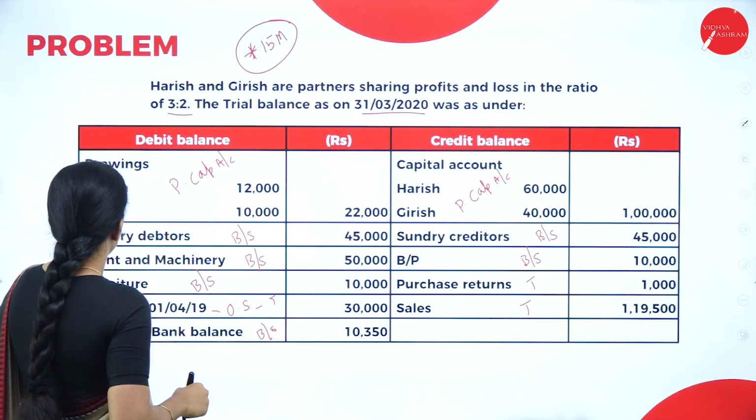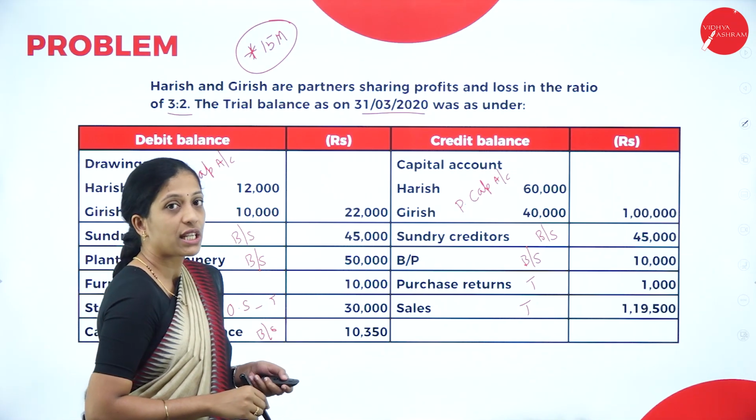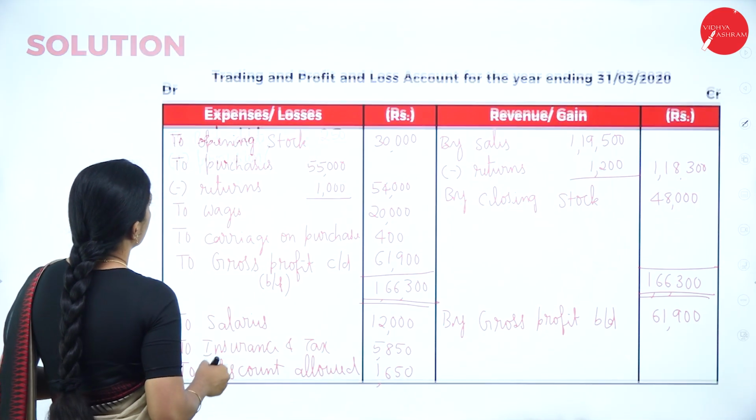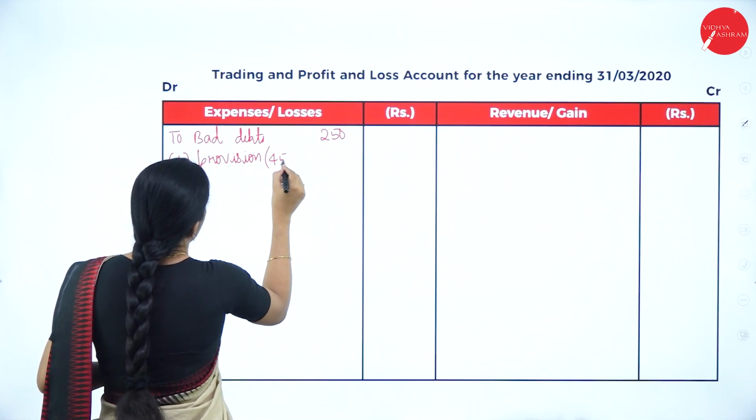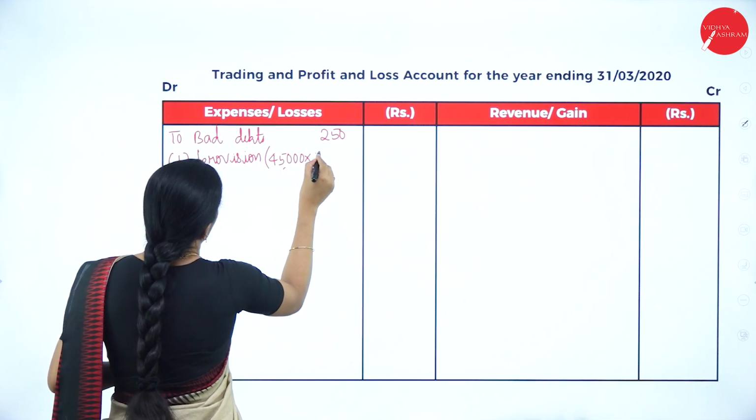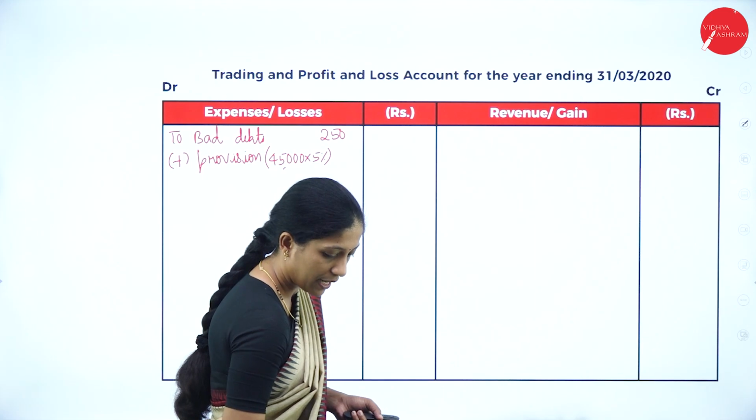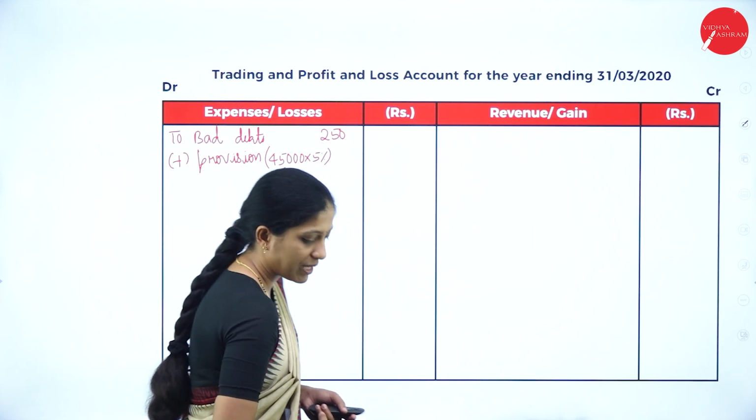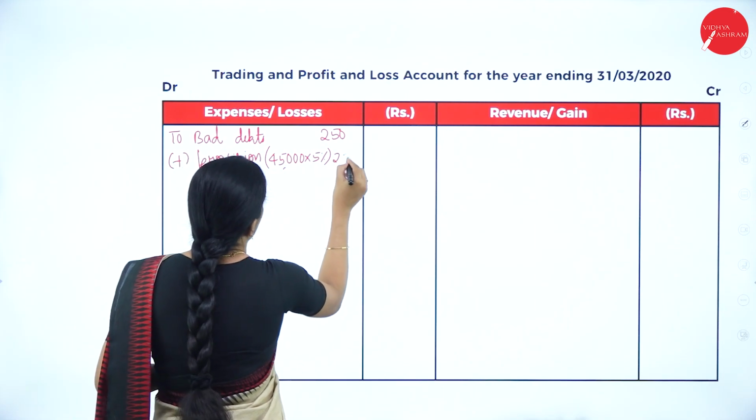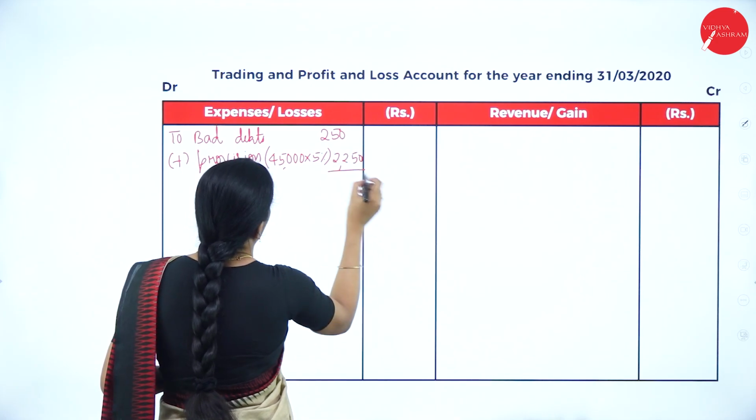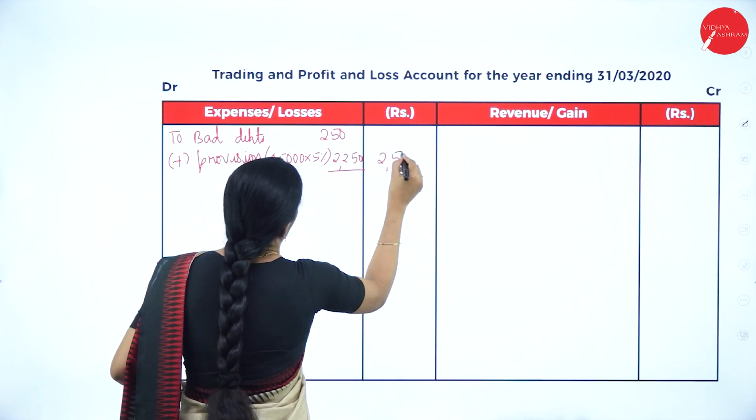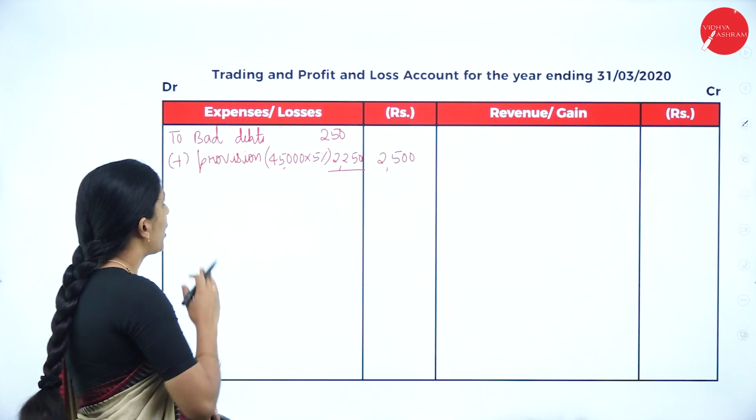So sundry debtors. Debtors is 45,000 into 5%. So this will be 2,250 plus 250, it will be 2,500. Hope you're clear about it.